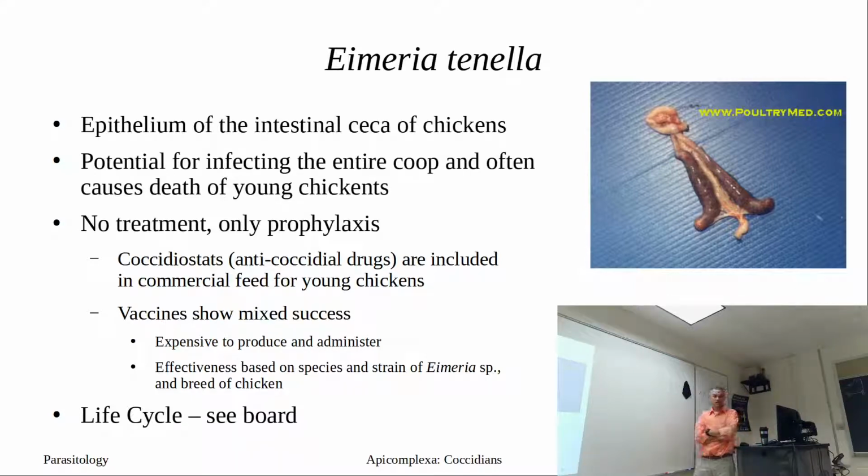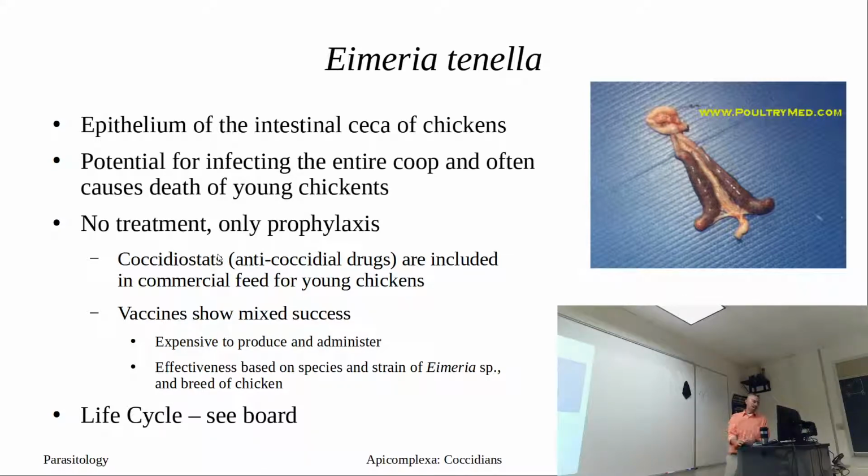Major downfall to this is the expense related to producing the vaccine, so mass production of the vaccine, and then also administering the vaccine, because you basically have to catch every single chicken and vaccinate it. It's a huge manpower, huge expense to do that. That's why the coccidiostats in the young commercial feed tend to be the most common thing. It's a lot cheaper to do this.